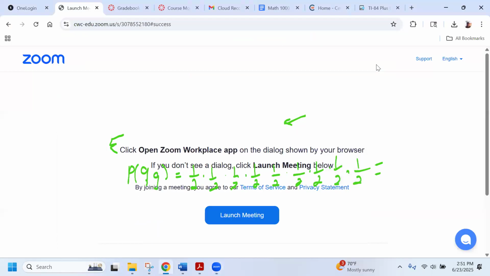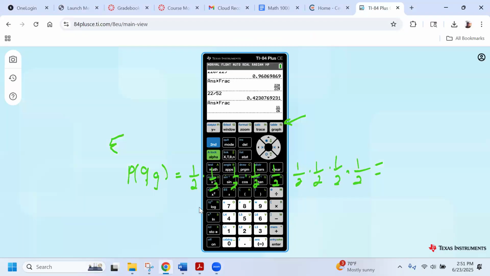I'm going to show you this on a calculator. Parenthesis, 1 divide 2, parenthesis close, to the 9th power, and it's going to give it to me as a decimal. Remember, math, enter, will give it to me as a fraction. You have a 1 in 512 chance of having 9 girls in a row.